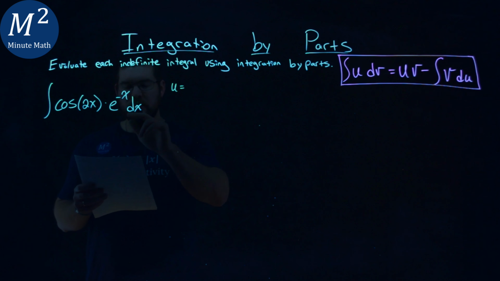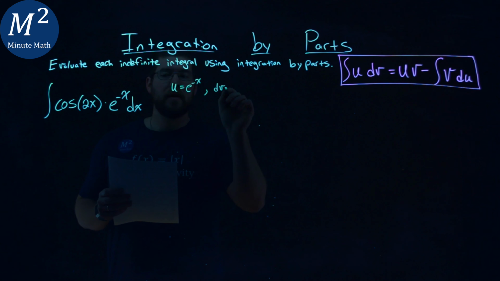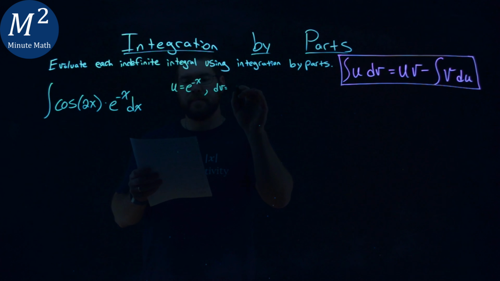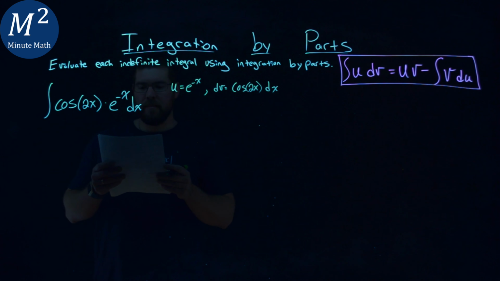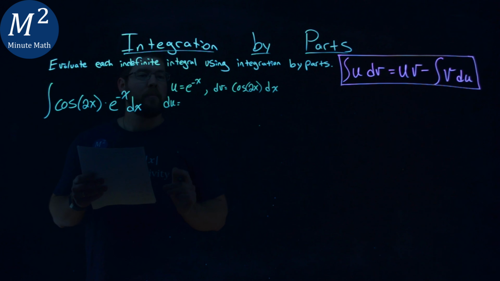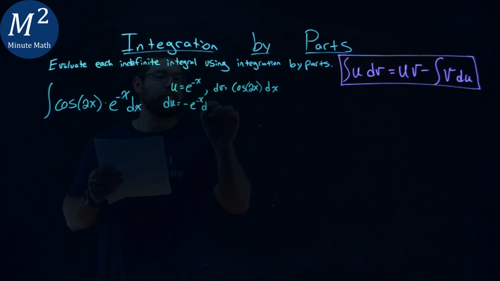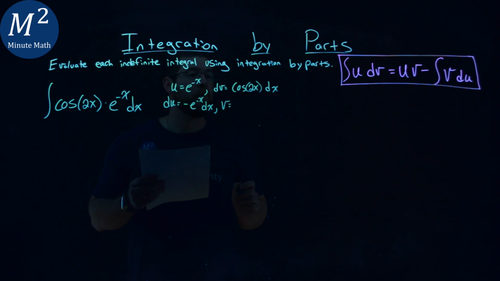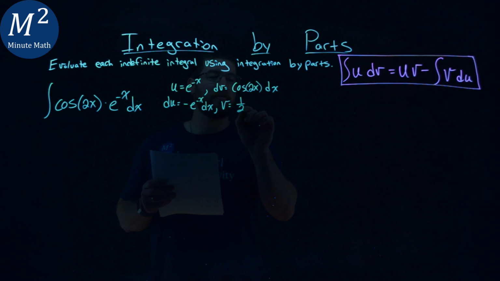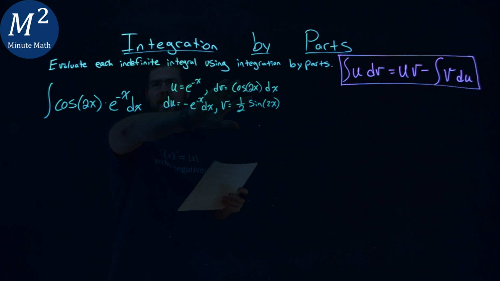I'm going to set my u value to be e to the negative x, and my dv value to equal cosine of 2x dx. Okay, let me put parentheses there. So that makes then my du value, my derivative of e to the negative x, to be a negative e to the negative x dx. And we find the integral of our dv value, so our v value, and the integral of cosine of 2x is a 1/2 sine of 2x. Okay. So we have all that set up.